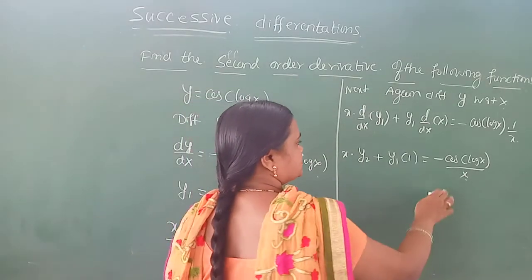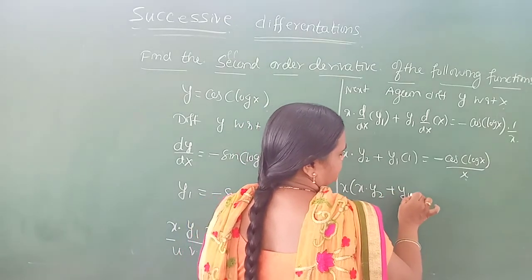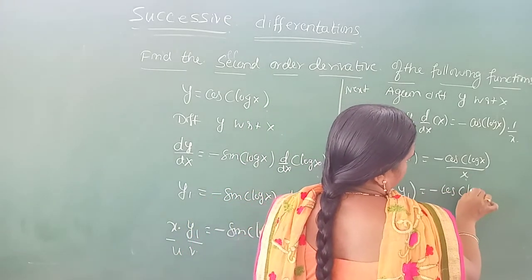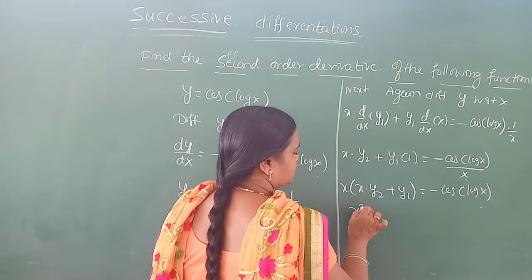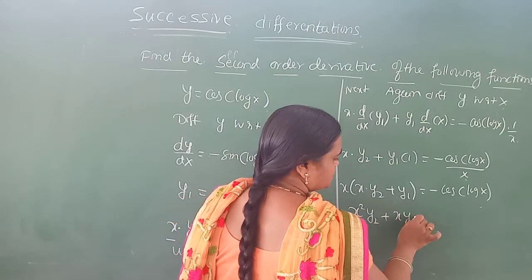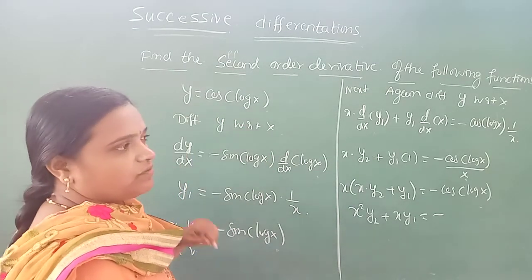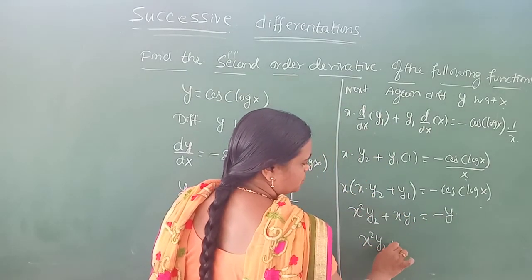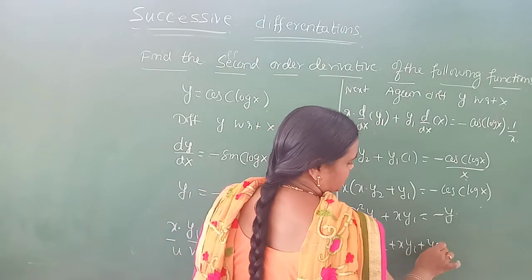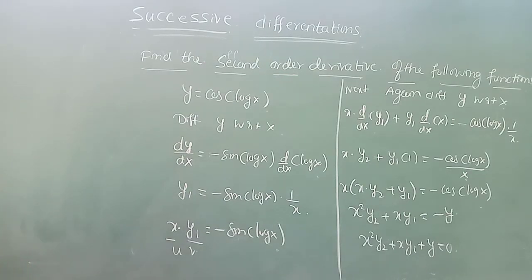Okay, and take this x to the left hand side, we get x into x y2 plus y1 is minus cos log x. Next, multiply, we get x square y2 plus x y1 equals minus cos log x. See, cos log x represents what? y. We have to substitute. We get the answer x square y2 plus x y1 plus y equal to 0. We are using the form of the second order derivative of the function.